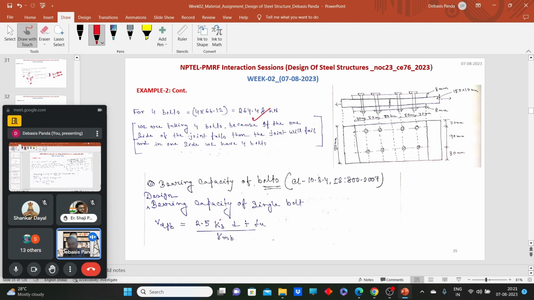Bearing capacity, we can calculate the KB, we can calculate the D. Now T. What will be the value of T? Quickly tell me, what is the value of T? If we can calculate the T value, you can easily calculate that design bearing capacity.